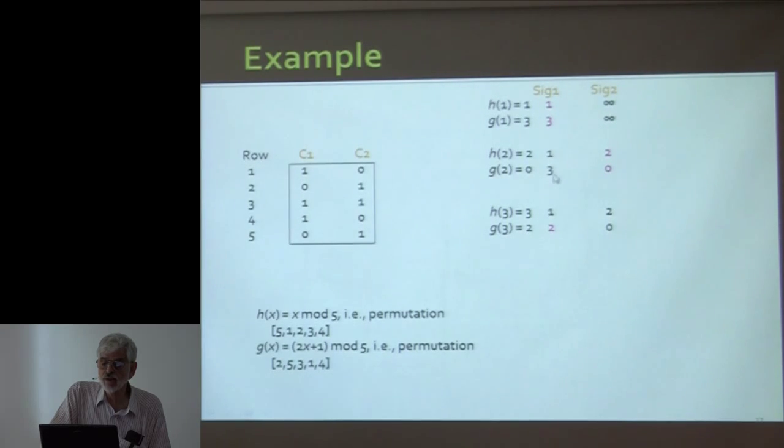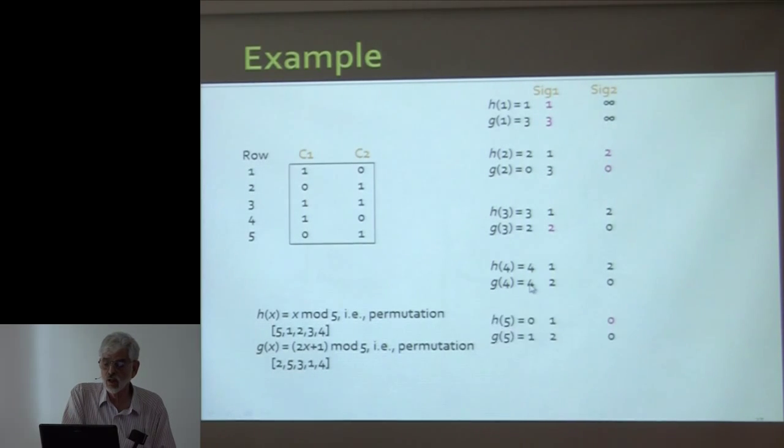For signature 1, I have 3 there. 2 is less than 3, so I do change it to 2. But for the second signature, I have a 0 already, so I don't want to change the 0 to a 2. I leave it at the smaller value, which is 0. Then when I go to row 4, h and g of 4 are both 4. That's too high. I already have values less than 4 everywhere. When I do row 5, I could only change column 2 because only it has a 1. Now it turns out h of 5 is 0. I had 2 as the value. 0 is obviously less than 2, so I put a 0 here.